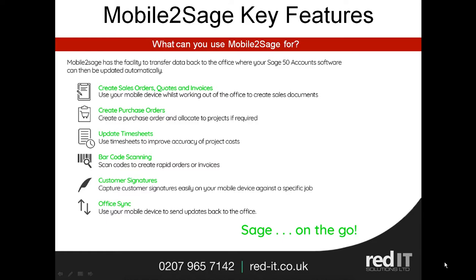Having a digital screen on an iPhone and iPad is also ideal for allowing for capture of customer signatures. So those customer signatures can be great for things like proof of delivery and so on. And finally, the data that's captured on the iPad and iPhone are automatically synced back to the office. So in short, Mobile2Sage is Sage on the go.